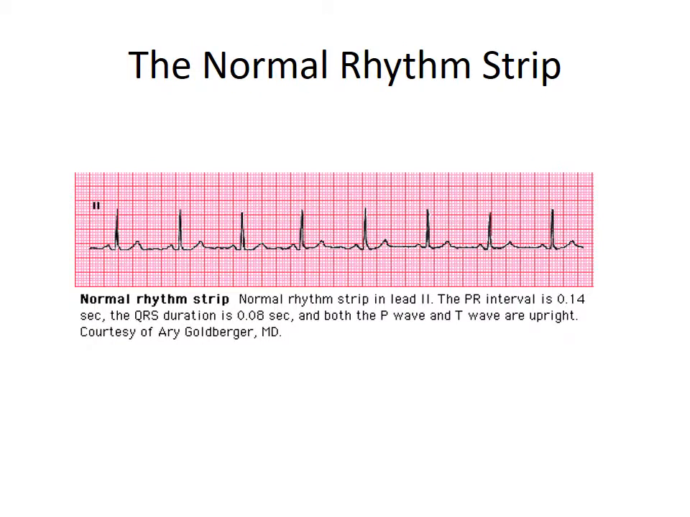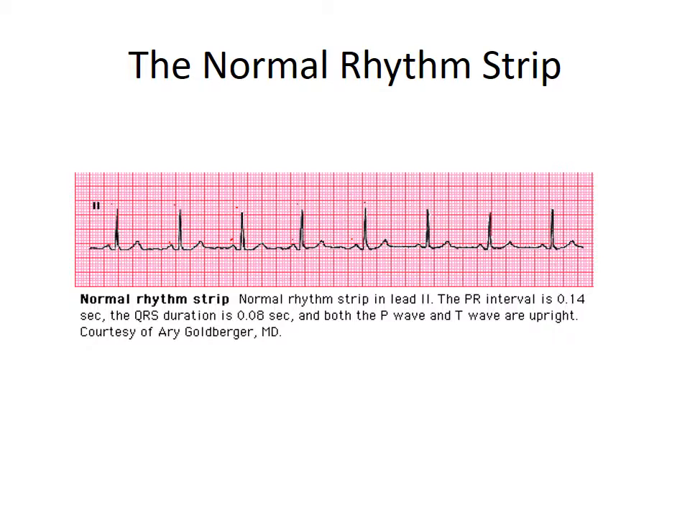All right, rhythm strip. If you look at this, is it regular? What do I mean? Are the QRS complexes equally spaced from R wave to R wave to R wave to R wave to R wave? They're equal, so it's regular. Can't be AFib. Probably not A flutter. Does it have a P wave before every QRS? Yes, P wave, P wave, P wave, P wave, P wave. So I know that it's got to be sinus.